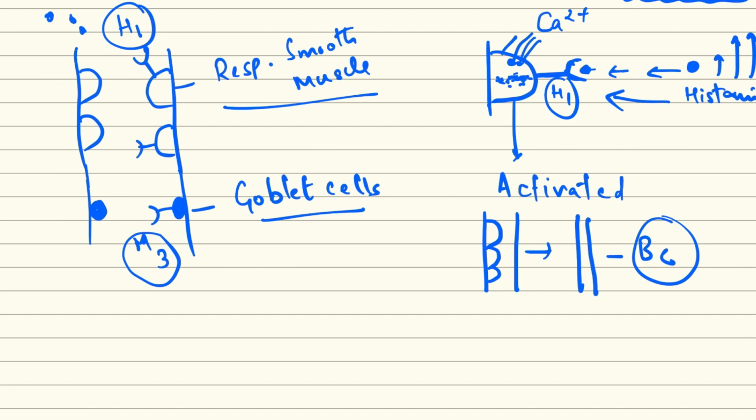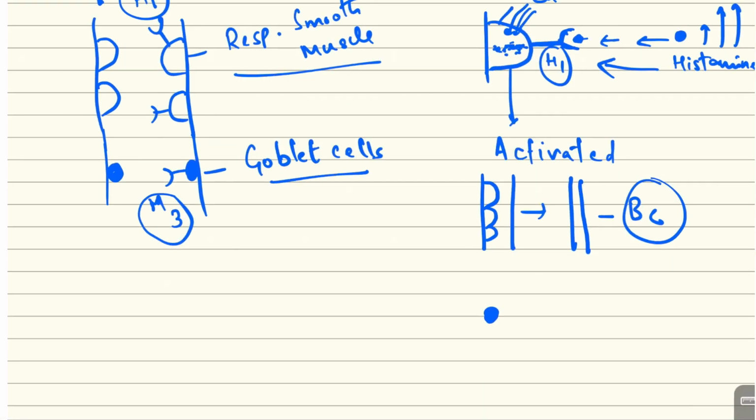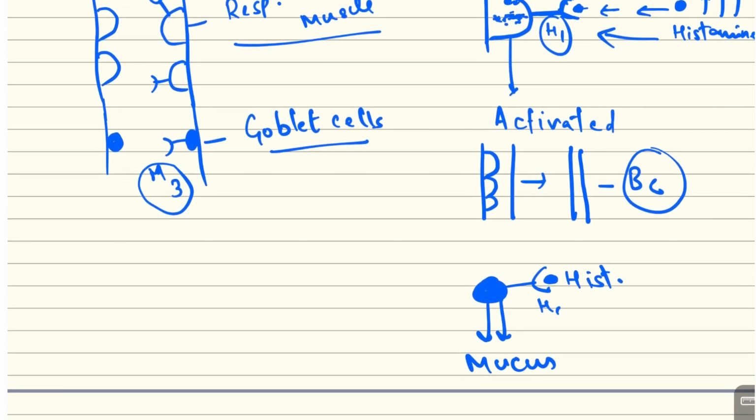Also, suppose this is the goblet cell, the large goblet cell. Histamine also binds with these receptors of the goblet cell, and the goblet cell produces a lot of mucus as a result of activation by the histamine. This is histamine binding with the histamine receptor. This mucus is also being produced as a result of binding of acetylcholine with the M3 receptor.